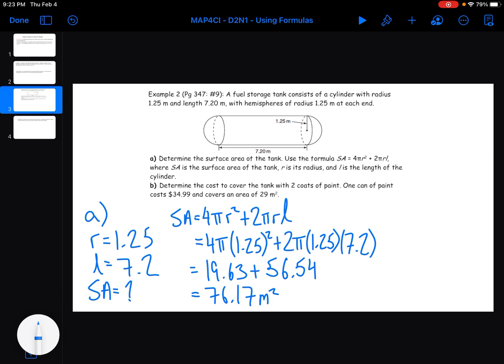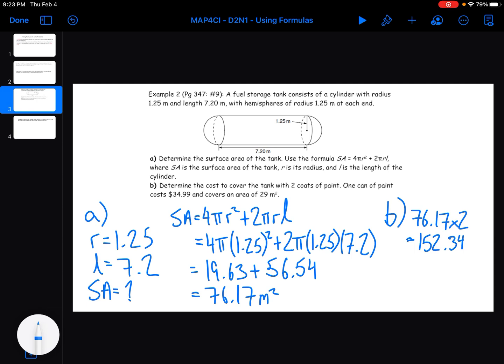Now for B, it says we have to do 2 coats of paint. So I have to times that by 2. And then it says 1 can of paint is going to cost this much money. We need to find out how much it costs. So we need to find out how many cans we're going to need. So first, we're going to take that number and times it by 2 because we need to do 2 coats. Okay, so that's going to be 152.34.